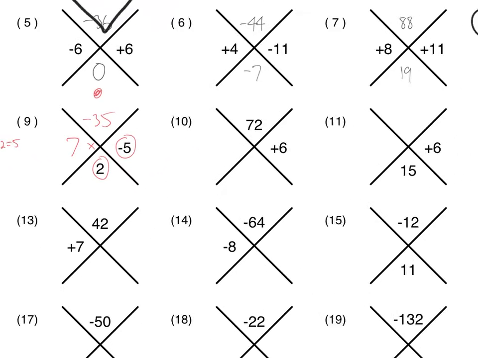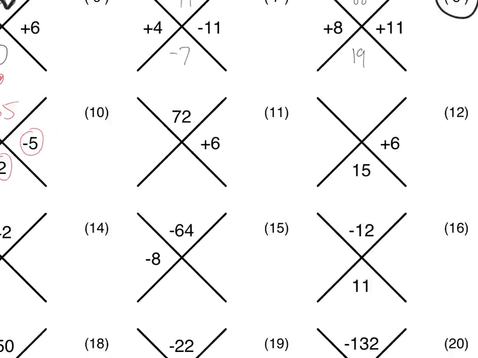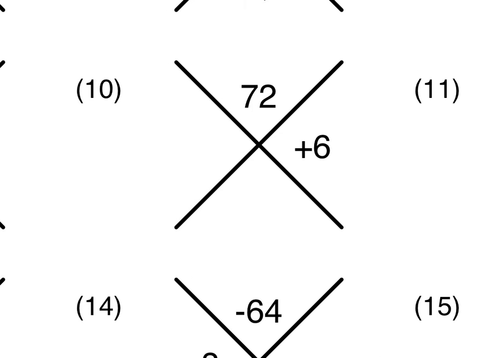Okay? Let's do one more together because these are a little bit tricky. Let's do number 10 together. So we have 72 on the top, and we have 6 on the bottom. So what this is saying is, what number multiplies to the top: 6 times x equals 72. So it's saying what number times 6 equals 72.